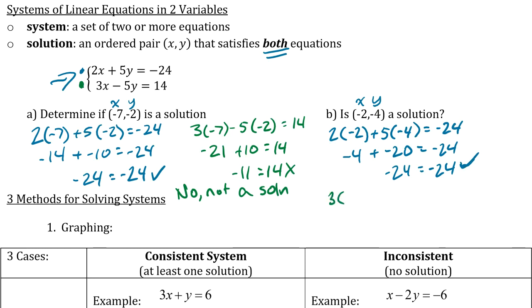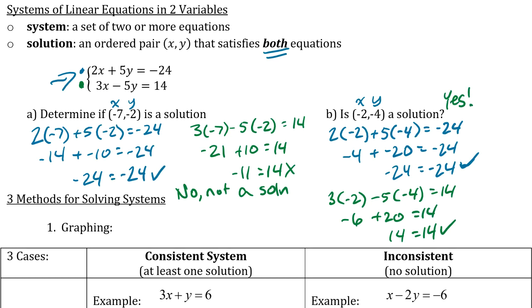For the second one, we have 3 times -2 minus 5 times -4 equals 14. Multiply, so -6 plus 20 equals 14, which gives us 14 equals 14. Alright, so in this case, both of them worked. So, yes, -2, -4 is the solution to this system.